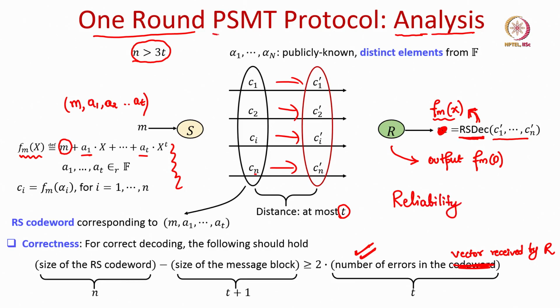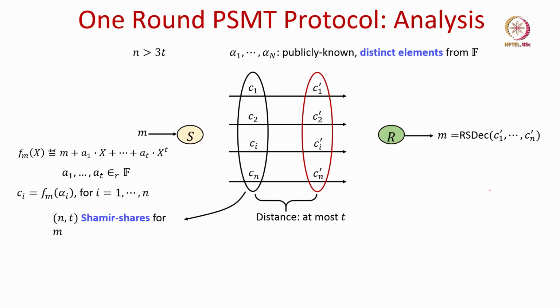So, recall that there are two requirements from the PSMT protocol. The first is the reliability property, namely the requirement is that irrespective of what adversary does over the t corrupt wires, receiver should be able to output the correct message at the end of the protocol, and that is what we have proved here. We now want to prove the privacy, the second requirement from PSMT. And what is the privacy requirement? The privacy requirement is that whatever information adversary sees over t wires, that should not help the adversary to learn about sender's message.